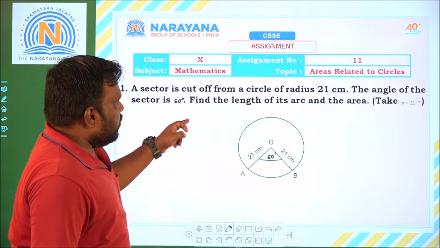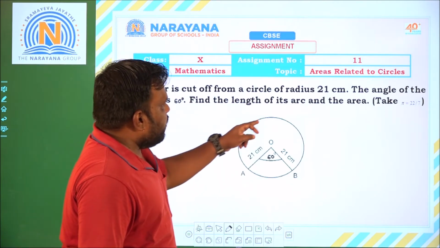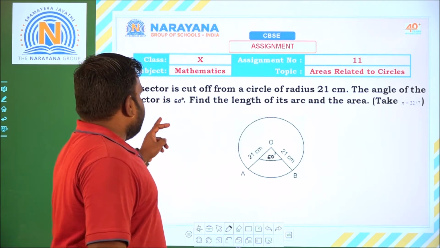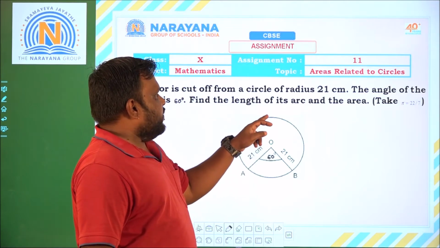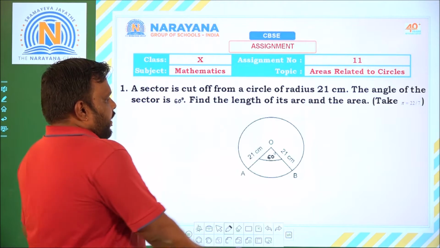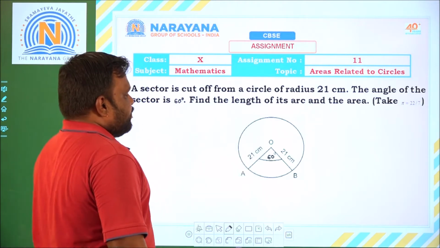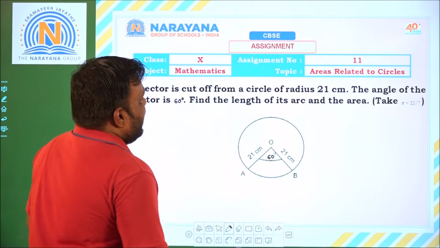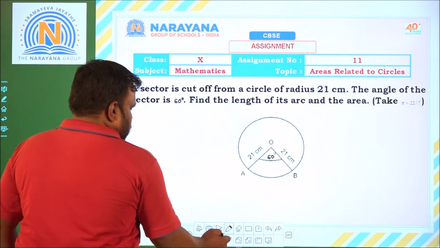A sector is cut out from a circle of radius 21 centimeters. The angle of the sector is 60 degrees. Find the length of its arc and its area. So here is what we are having. Here OAB is a sector. I have to find out the length of the arc and its area. So both the things I have to find out here.